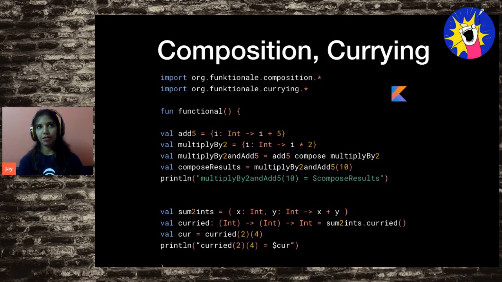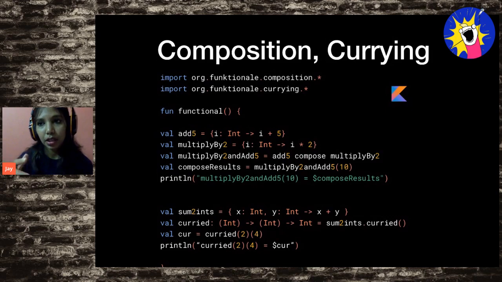It is like composing, as the name says, adding 2 or more functions and making a new function. In my program here, I have a function add 5 where I've given a lambda where my integer plus 5 is the output, and I have multiply by 2. I'm doing my integer into 2. Then I'm creating a new function whose value I'm giving to the variable multiply by 2 and add 5. How I'm creating it is I'm going to add the second function, use the compose keyword and multiply by 2.